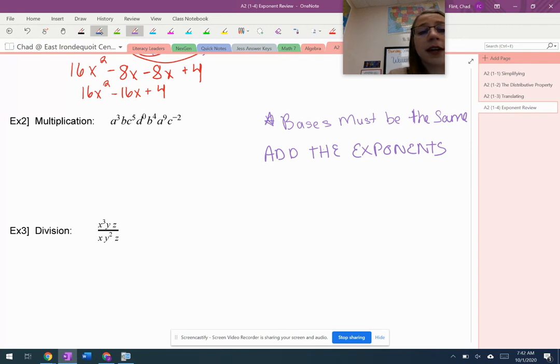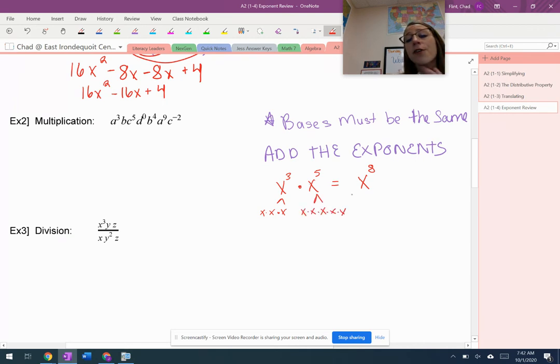So what I mean by that is if you have something like x to the third power times x to the fifth power, that would turn into x to the eighth power. Because again, if I expanded this, that would be x times x times x. And if I expanded this, that would be x times x times x times x times x, for a total of 8 of those x's, bringing that to an exponent of 8.